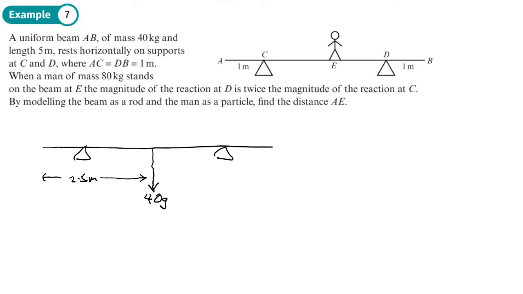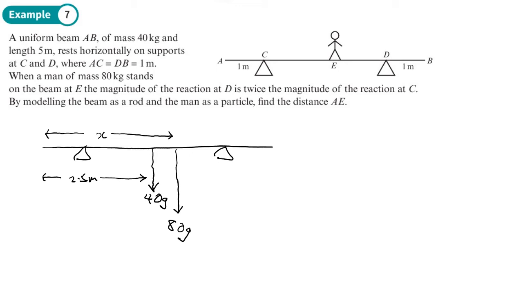We've got a man standing on the rod at a point E, and we don't know how far along he's standing on that rod. Let's put his mass in. So let's put 80g here, and we need to find a distance from A to where he's standing. So let's call the distance from A to where he's standing x. So we want to find x. So x is going to be that distance there that we need to find.